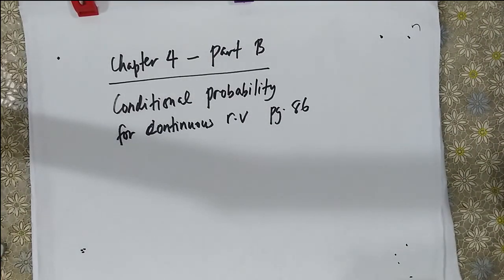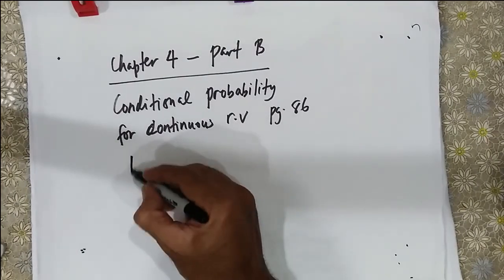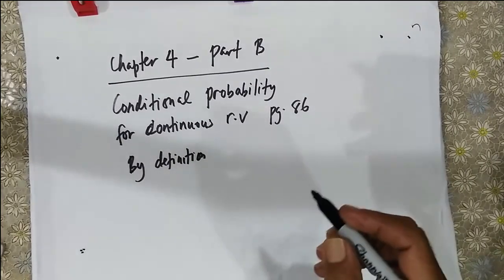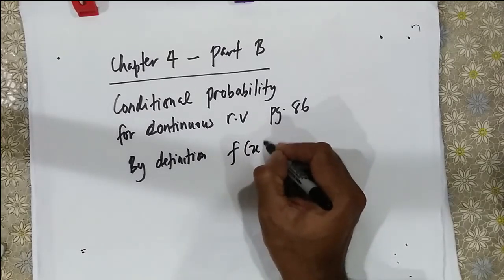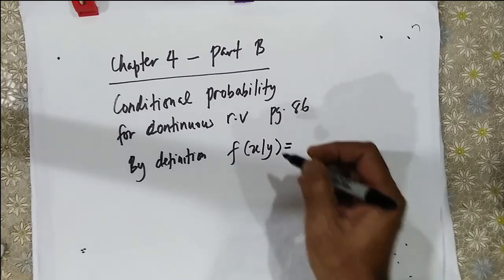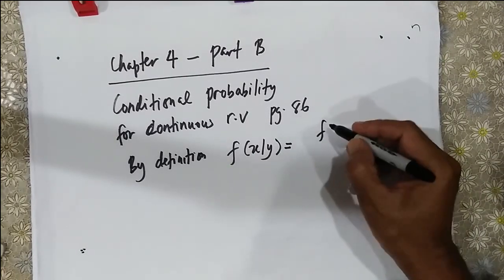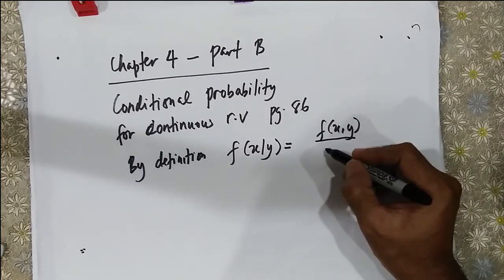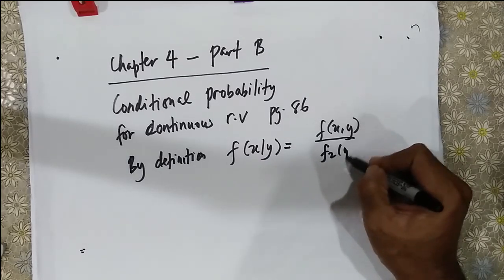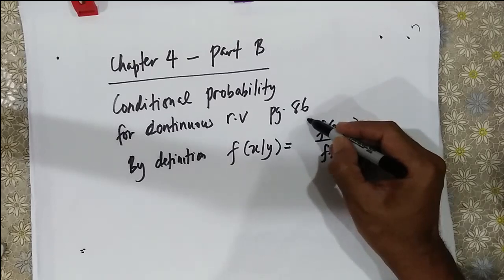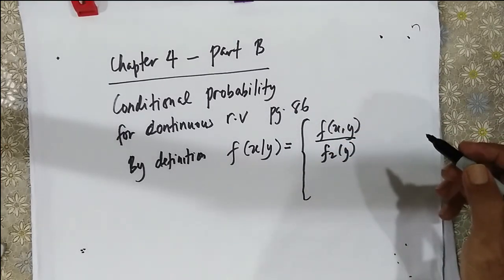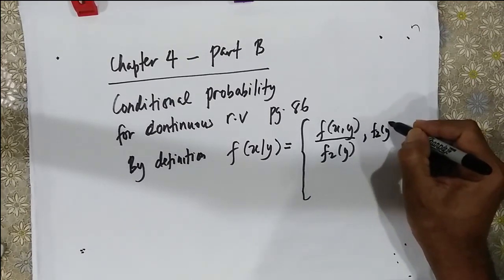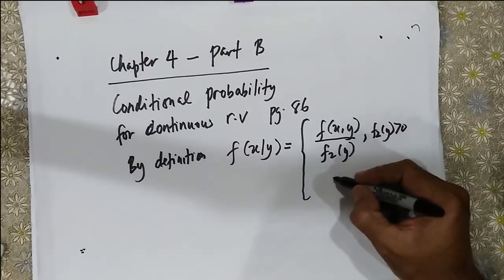Now, by definition, the conditional probability of f(x) given y is equal to f(x,y), the joint probability, divided by f sub 2 y, and the range here is f sub 2 y must be greater than 0, and 0 elsewhere.